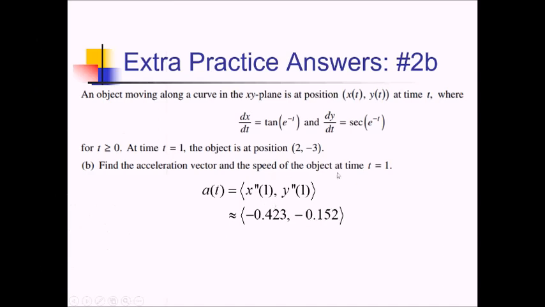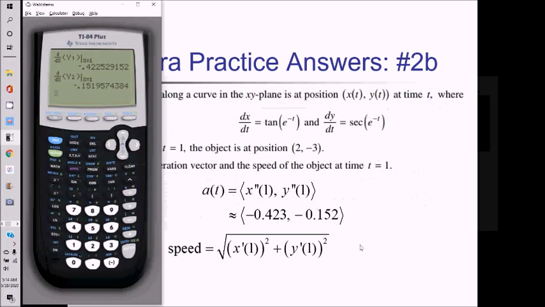Next, to get the speed of the object at time 1, I need the square root of x prime of 1 squared plus y prime of 1 squared. So plug in all that into the calculator. Here we go, square root, and I'll just do the rest of this off camera.